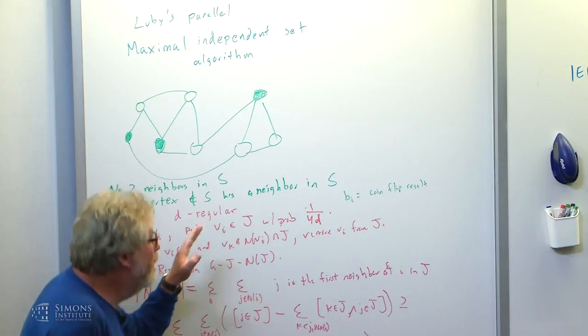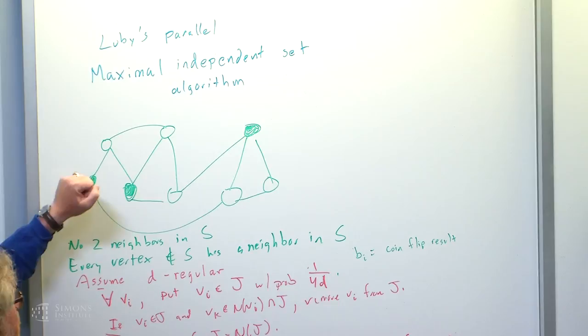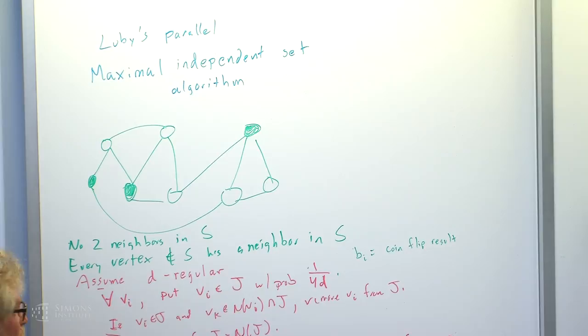An independent set in a graph is a set of vertices, no two of which are connected. It's maximal if you can't add another vertex, or equivalently, if every vertex not in the set has a neighbor in the set. If you just want to solve this problem, finding a maximal as opposed to maximum size independent set is trivial. You just pick any vertex, remove its neighbors, and you keep going.